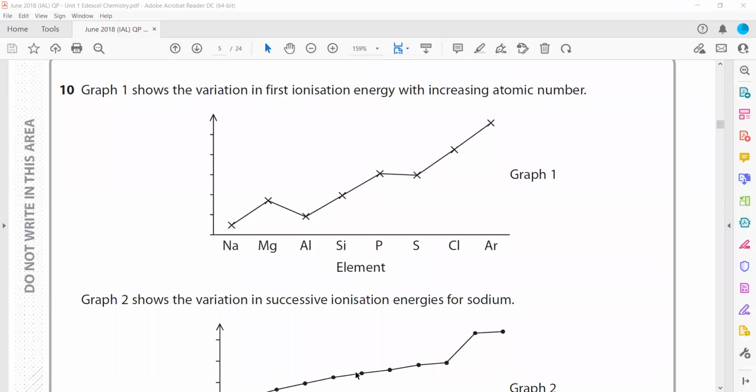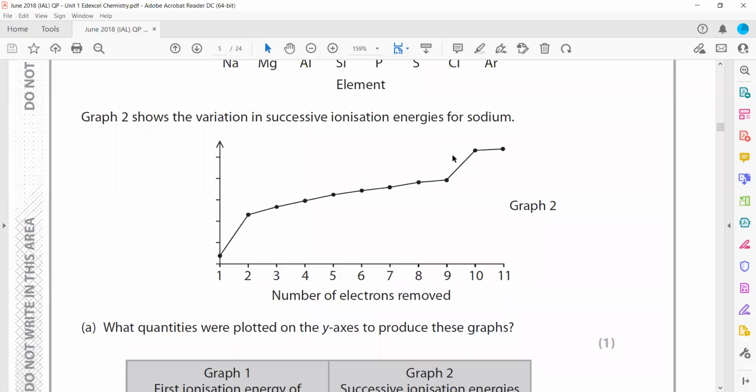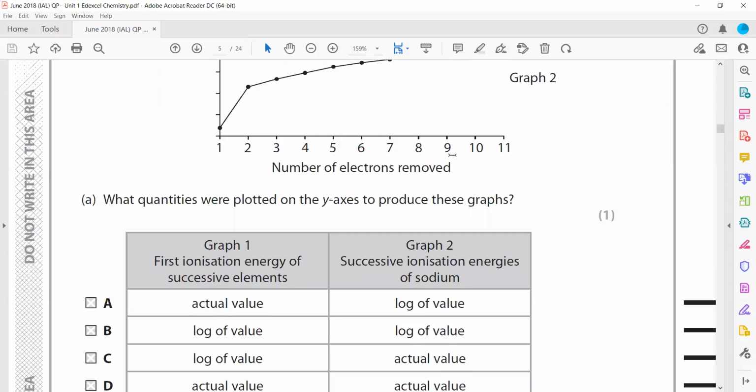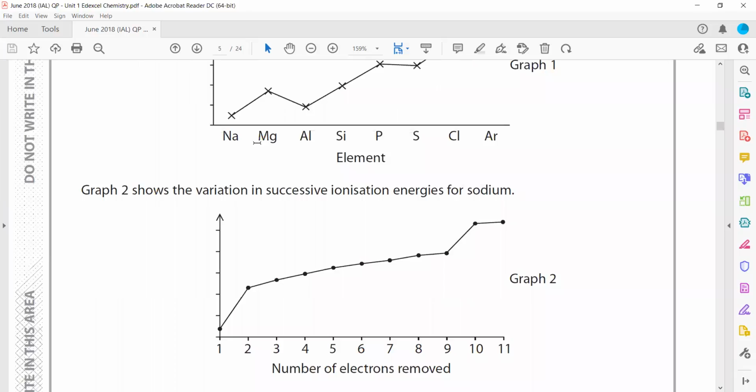This is a graph which shows the variation of ionization energy as we move across the period: sodium, magnesium, then aluminum, silicon, phosphorus. Graph 2 shows the variation of successive ionization energy of sodium. What quantities were plotted on the y-axis to produce this graph?